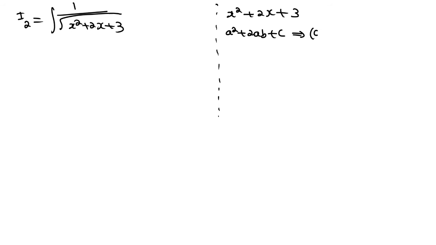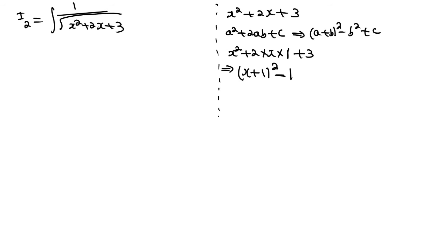Then you need to rewrite it in the form (a plus b) whole square minus b square plus c. So here x square plus 2 into a is x into b. What is b? Since 2x is there, b must be equal to 1, plus c. How to rewrite this? This implies (x plus 1) whole square, that is (a plus b) whole square minus b square, is 1 plus 3. So it is equal to (x plus 1) whole square plus 2. So you can write it as (x plus 1) whole square plus (root 2) whole square.